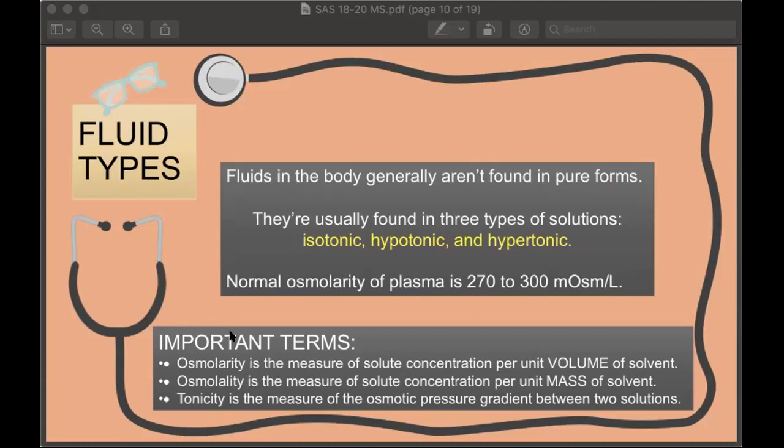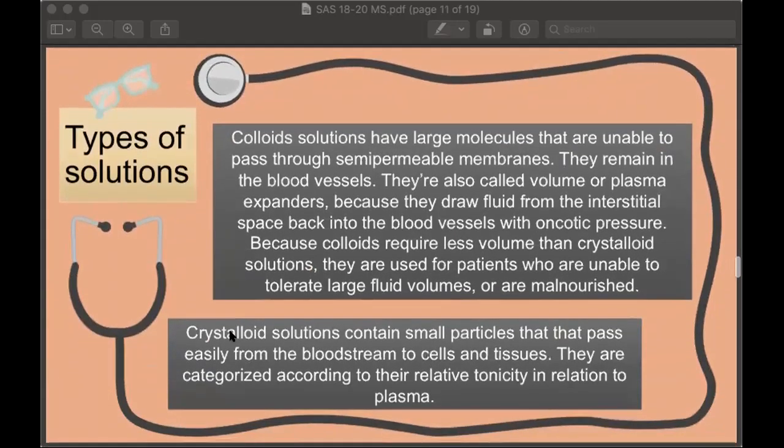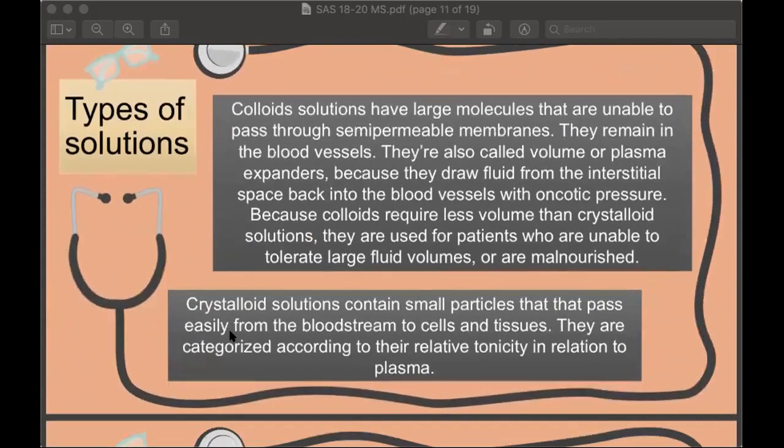Now, what are these solutions? We're going to talk about two types of solutions: the colloids and the crystalloids. It's easier to distinguish these two. Colloids are large molecules. Crystalloids contain small particles. For colloids, what we're going to use is gauge 18, the green one. For crystalloids, it depends on the vein that you're going to use.